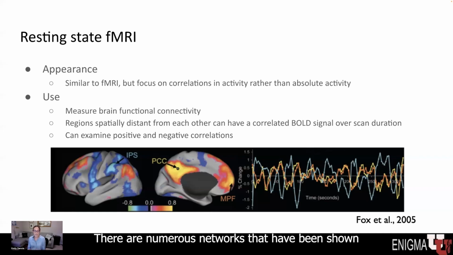There are numerous networks that have been shown reliably across individuals, so it's not totally random how our brains hum together. We all have very similar networks that have different functions, and you can reconstruct these networks. Even in utero, you can see very early versions of these resting state networks, is what we call them. And these are regions that we say are functionally connected by looking at their activity.